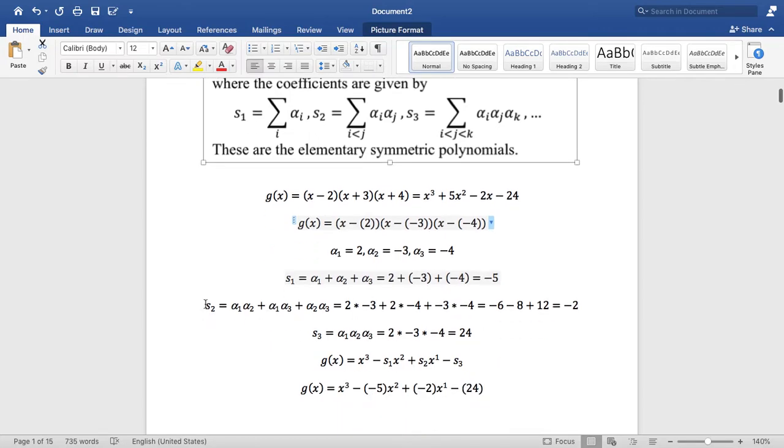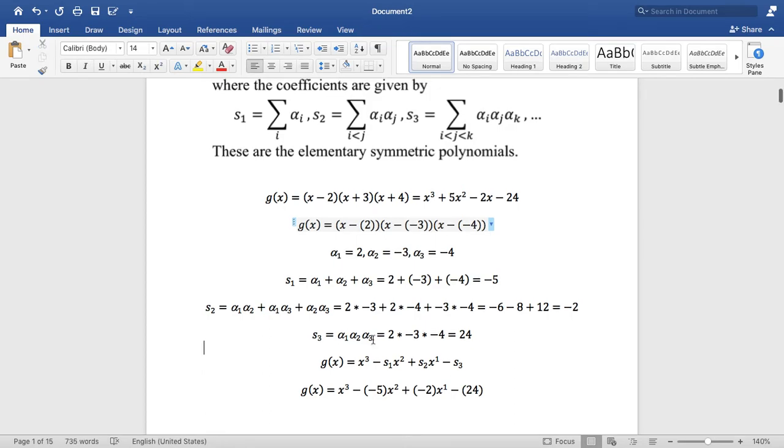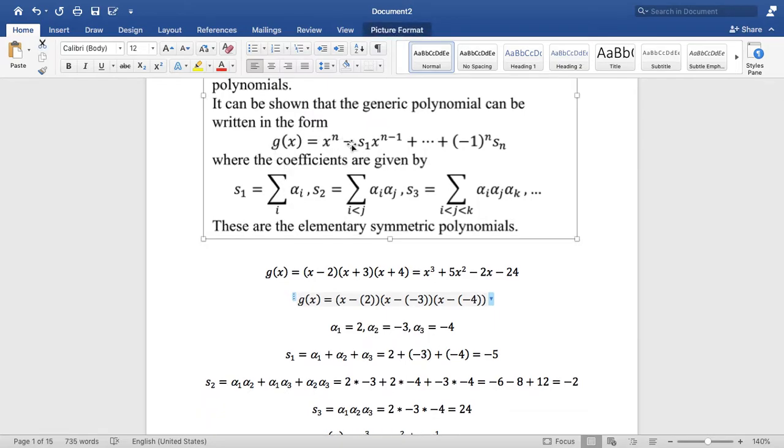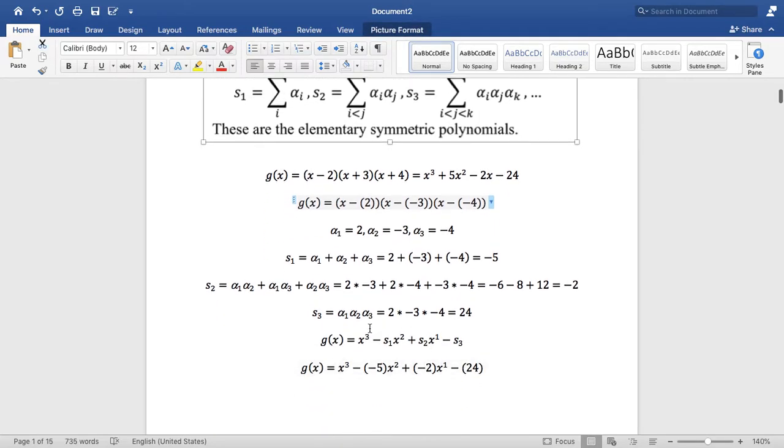s2 again is the sum where i is less than j of alpha i times alpha j. So what you get is the following. Again, please pause it. I'm not going to go through all the details, but you get negative 2. And then s3 is simply the product of the three roots, which you get 24. Now the general form of the polynomial is right over here. So now we're just going to fix our sign. So x cubed minus negative 5, plus negative 2x to the power of 1, minus 24.